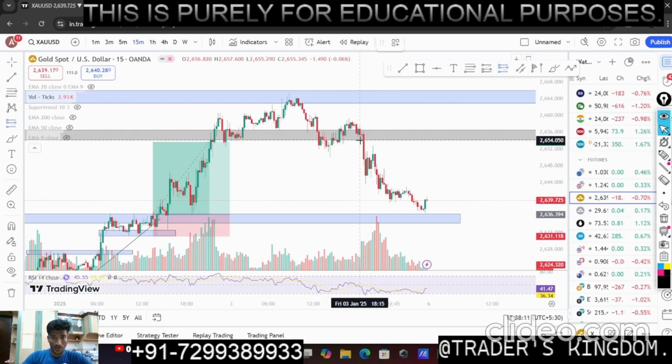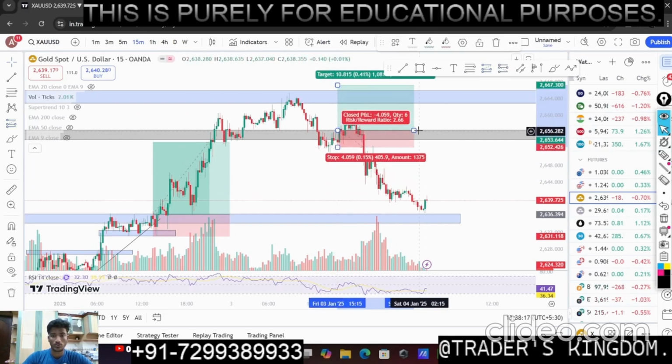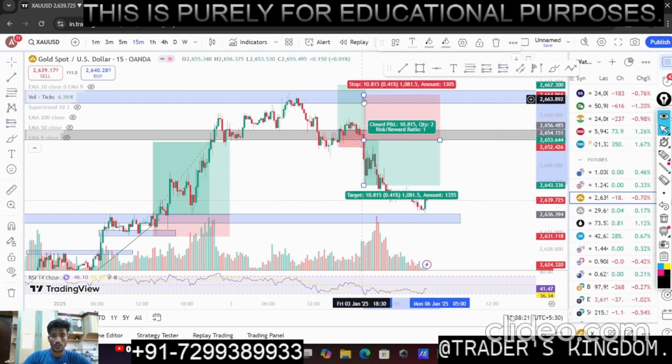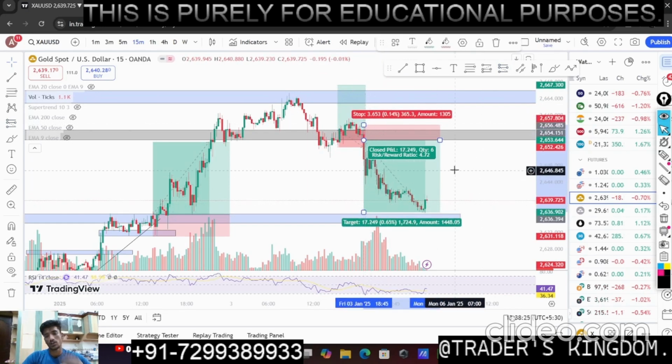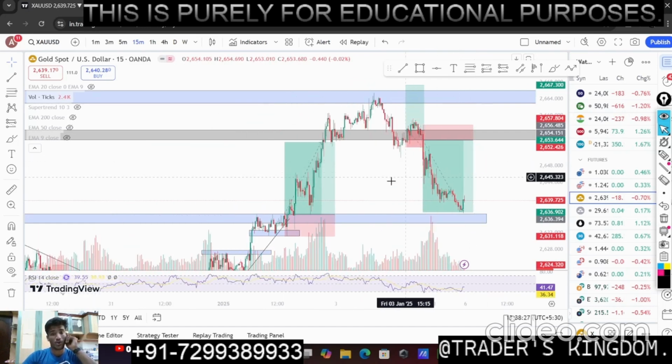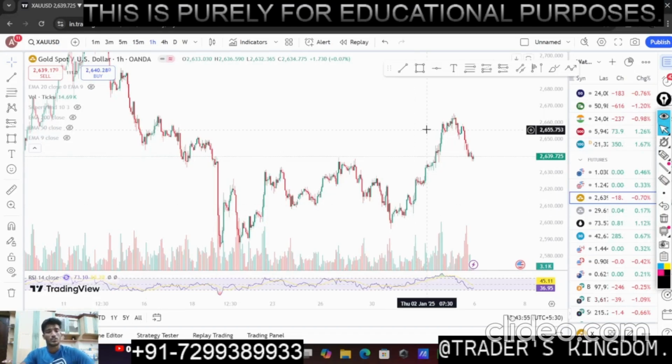So that was it, and you could have first taken the buy side trade here. It hits the stop loss immediately, but you should have realized it and switched to a sell side trade, and you would have got the target till the support. So that is all for the previous week's analysis. Let's start fresh with the next week's analysis.